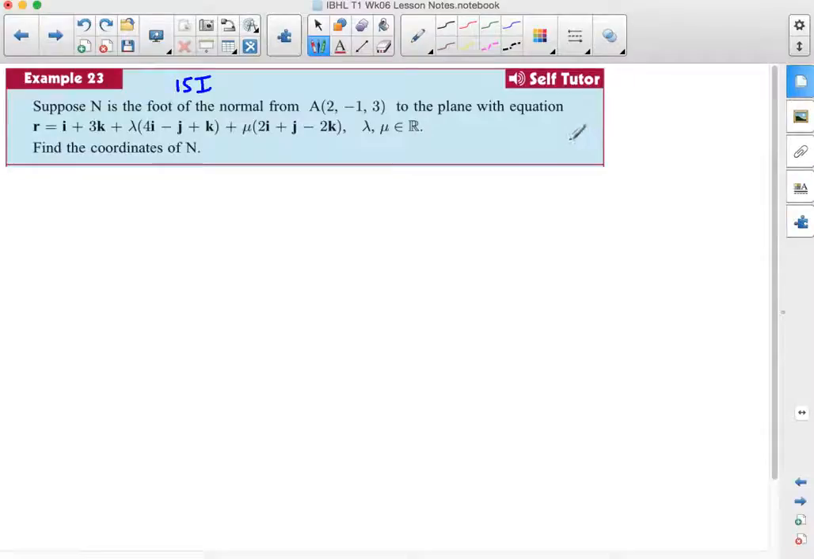So in this example, we again want to find the foot of the normal from a point which is hovering above or below a plane. And the plane this time has the equation set up like this. R equals i plus 3k plus lambda (4i minus j plus k) plus mu (2i plus j take 2k).